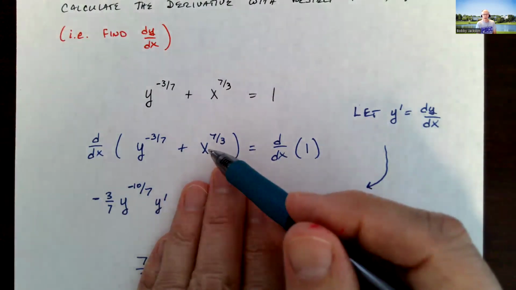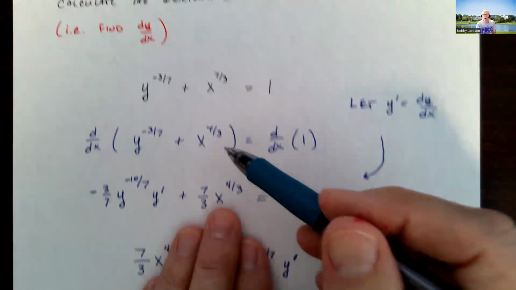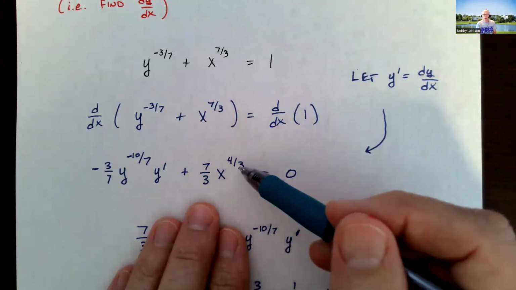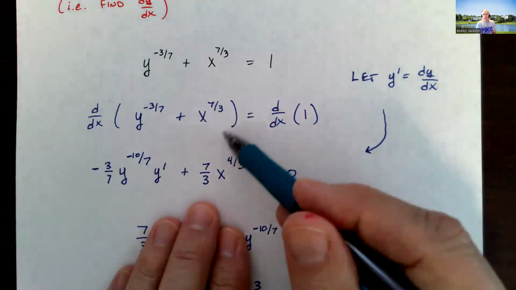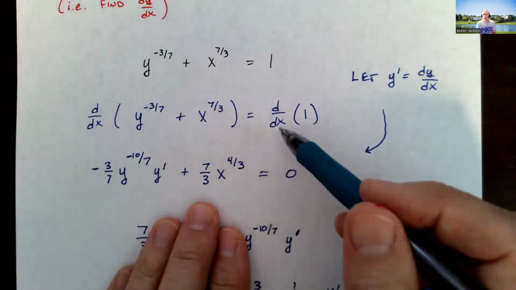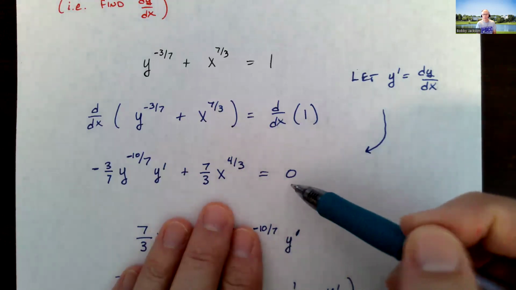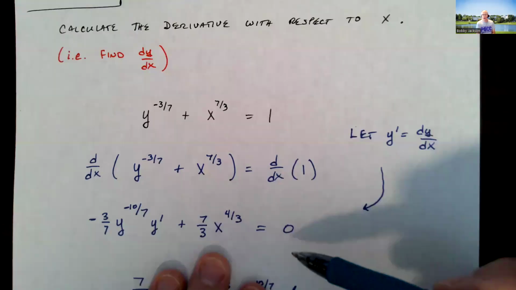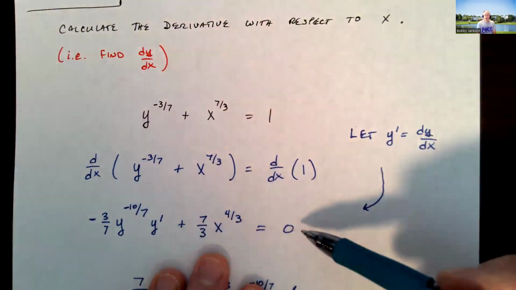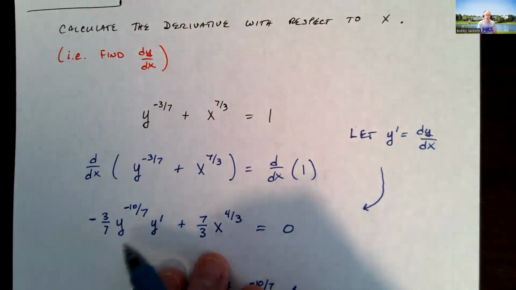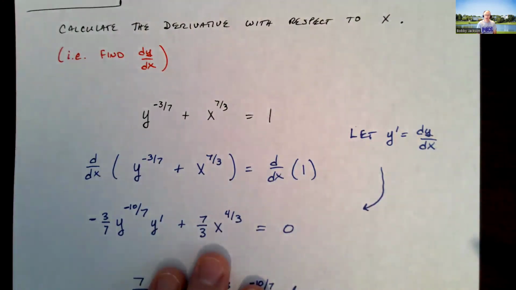Now, the derivative with respect to x of x to the 7/3, well, that's just the power rule. Bring the 7/3 down, and subtracting 1 or 3/3 from 7/3 gives me 4/3. And then over on this side of the equation, the derivative with respect to x of 1, the derivative of any constant, is 0. Okay, so make sure you understand what we're doing here. This is implicit differentiation. And now I have this equation where I can solve for y prime in terms of the other variables x and y.